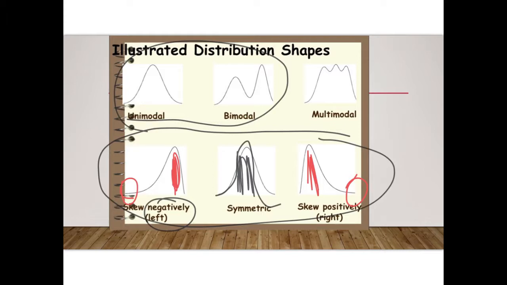Unimodal means there's one, basically the same bell-shaped curve. Bimodal means there's more than one hump, or the scores are centered in two different areas. Of course, multimodal would mean that the scores are spread out between three separate areas.